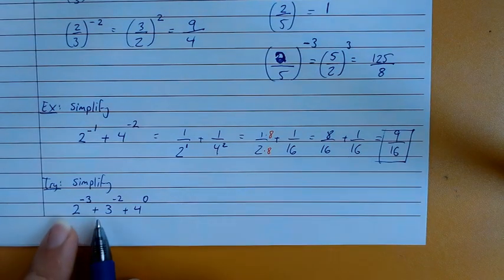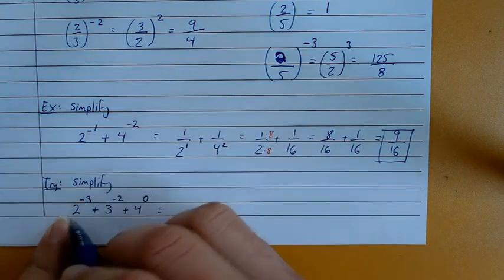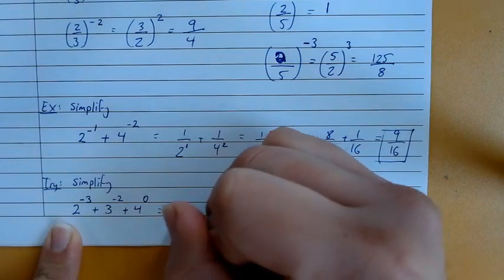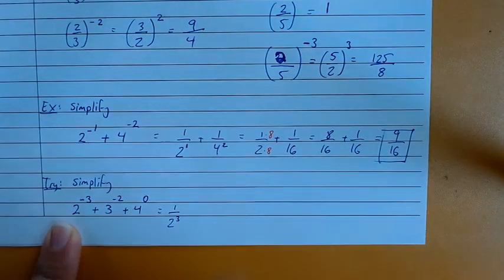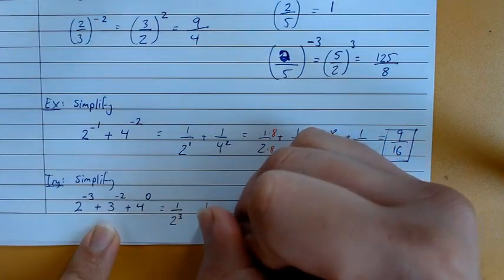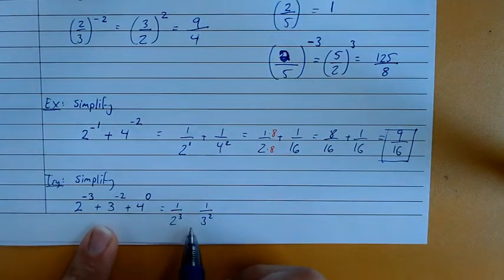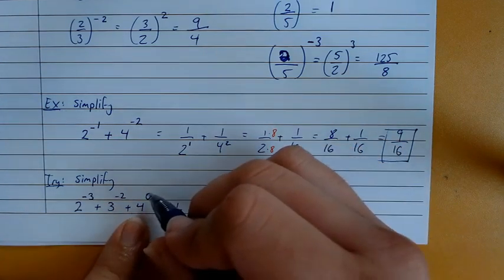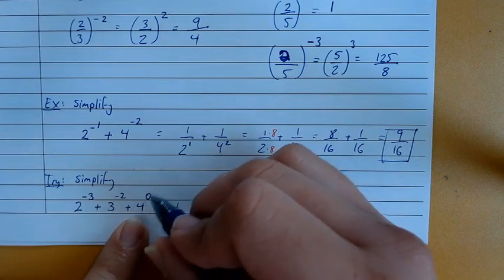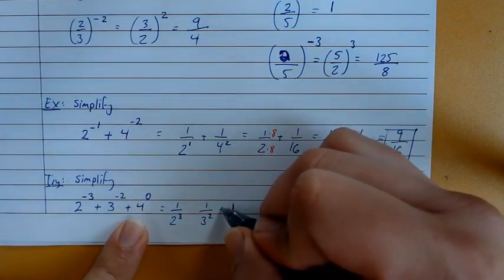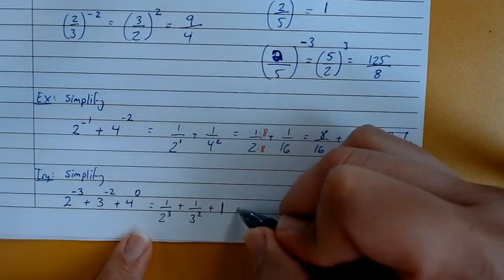All right, so the first thing to do is to simplify each of these, and then we can add. 2 to the minus third is the same as saying 1 over 2 to the positive third. 3 to the minus second is the same as saying 1 over 3 to the positive second. Once you reciprocate, your power is now a positive. And over here, any number other than 0 raised to the 0 power is going to give us 1. So there we go. We're going to add those.